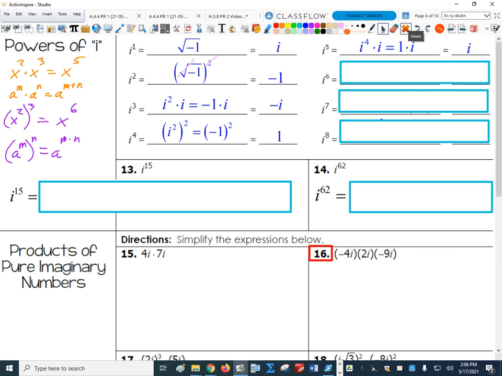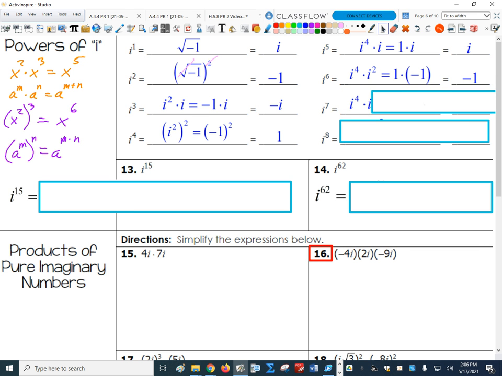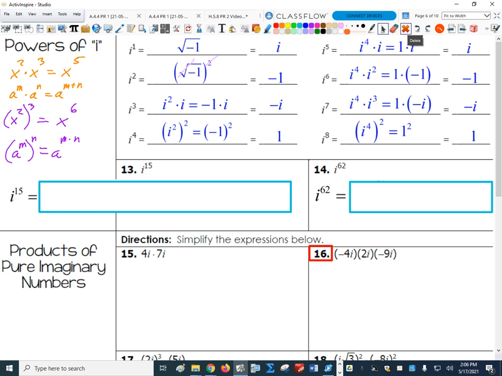Okay. And i to the 6th, I could write as i to the 4th times i squared, right? And again, i to the 4th is just 1. So i to the 6th is just equal to 1 times i squared. Look at that. So I get the answer of -1. And i to the 7th is i to the 4th times i cubed. So I'm going to get the same thing I got for i cubed. And i to the 8th, I could write as i to the 4th squared, right, if I want to. And that's just 1.